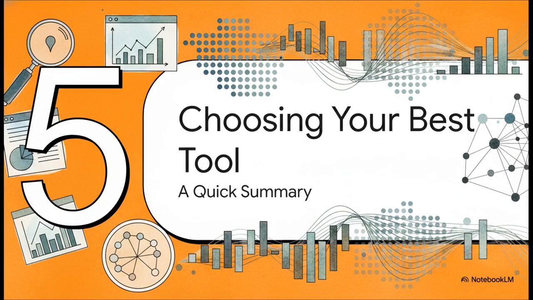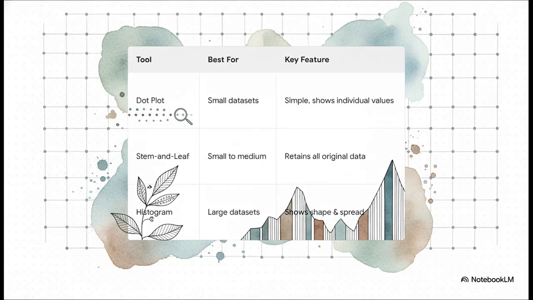All right, so we have now seen 3 awesome, powerful tools for visualizing our data. The big question is, how do you know which one to use and when? Let's do a quick recap to make that choice nice and easy for you. Here's the cheat sheet. If you've got a small, simple data set, a dot plot is probably perfect. If you've got a small to medium set where you absolutely cannot lose any of the original data points, then the stem and leaf plot is your best friend, for sure. And finally, for those really large data sets where the overall shape is what you care about more than individual values, the histogram is the way to go.